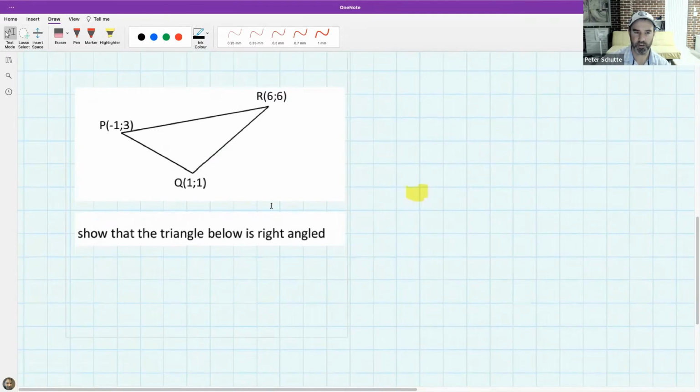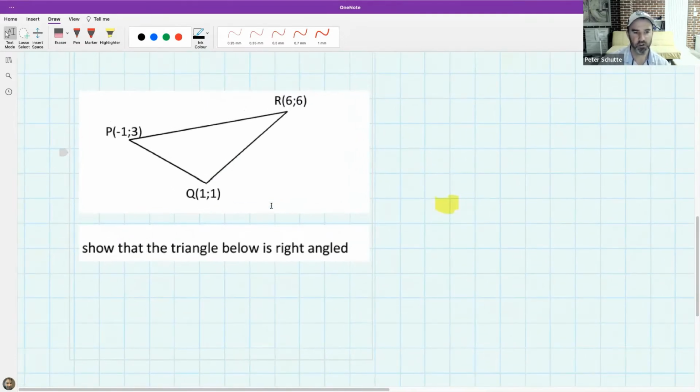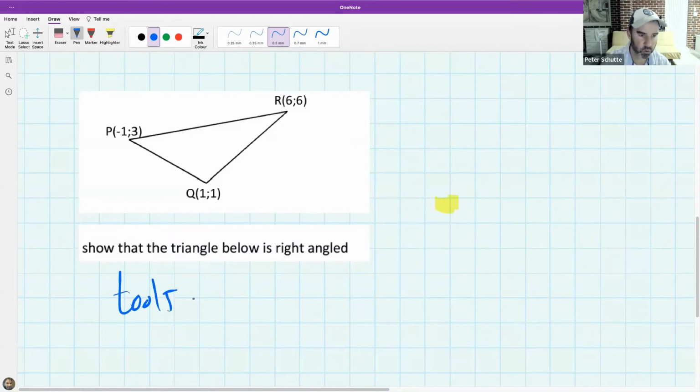Okay, now this next question. Show that this triangle below, well, it says below, but it means above. I want you to work out or show me that this triangle is right angled. So I want you to think about, how do I show that a triangle is right angled? What evidence do I need? And what tools do I need? What tools do you need for the job? And what evidence do you need? Sound like a lawyer, don't I?